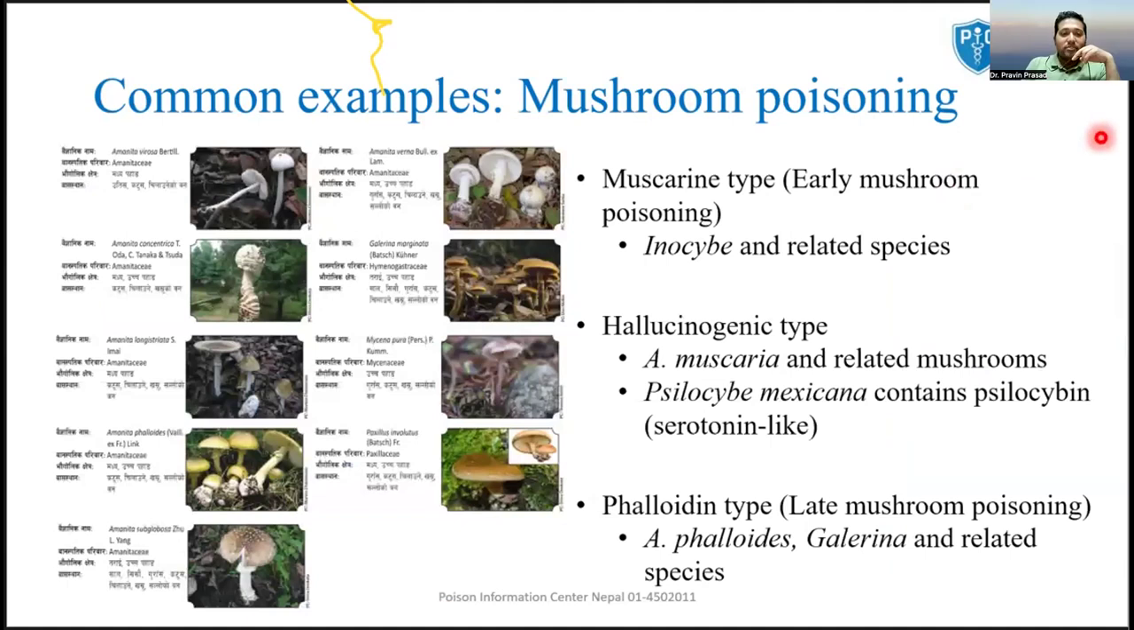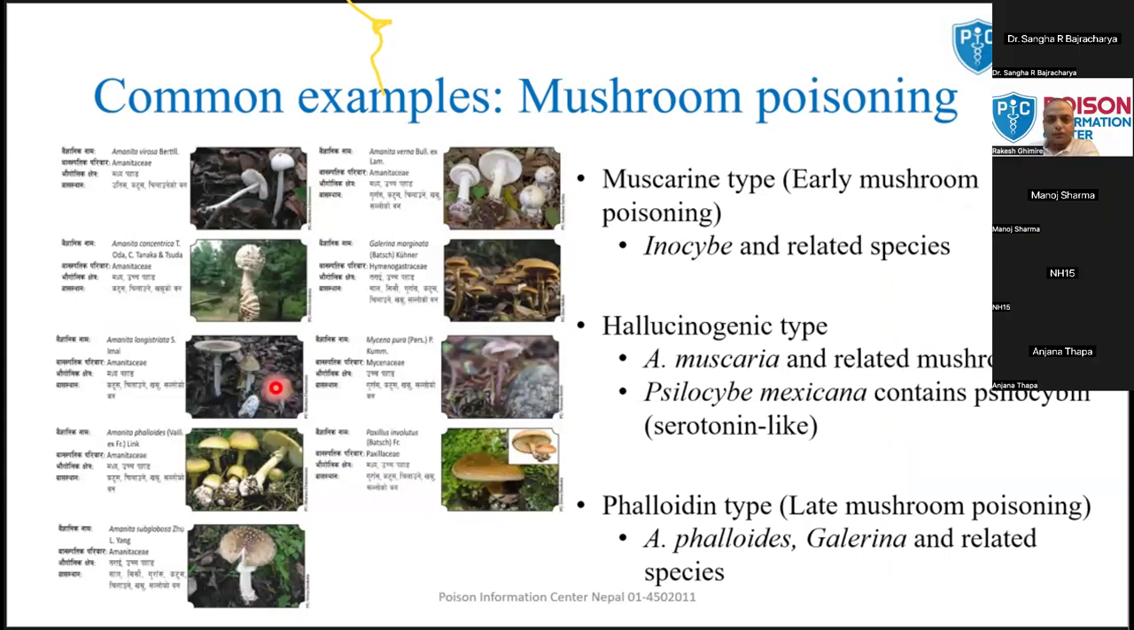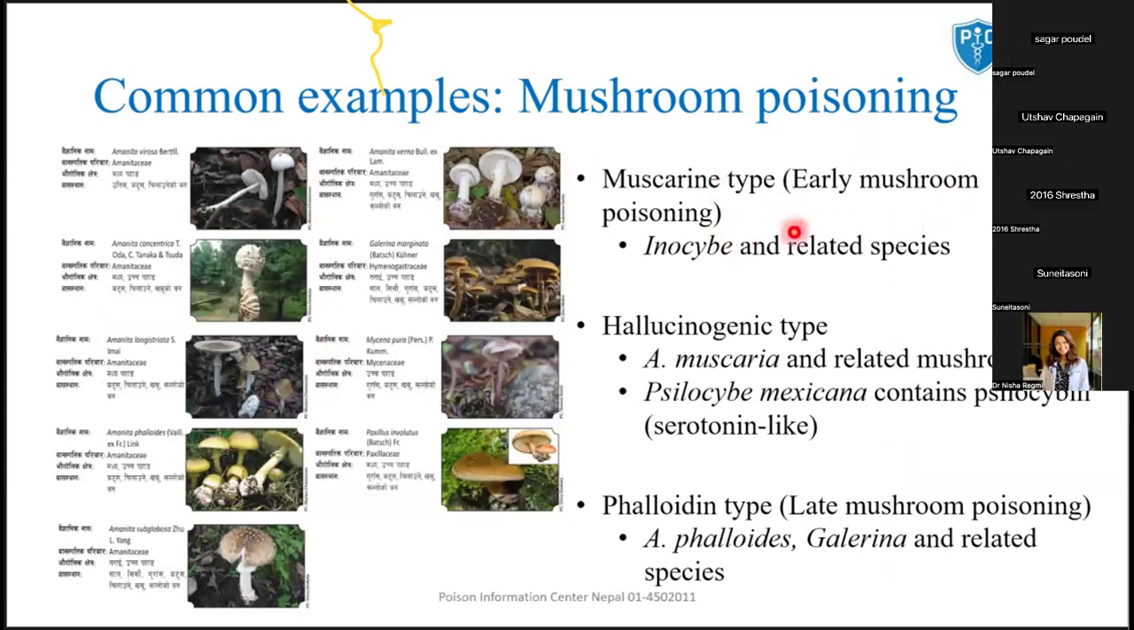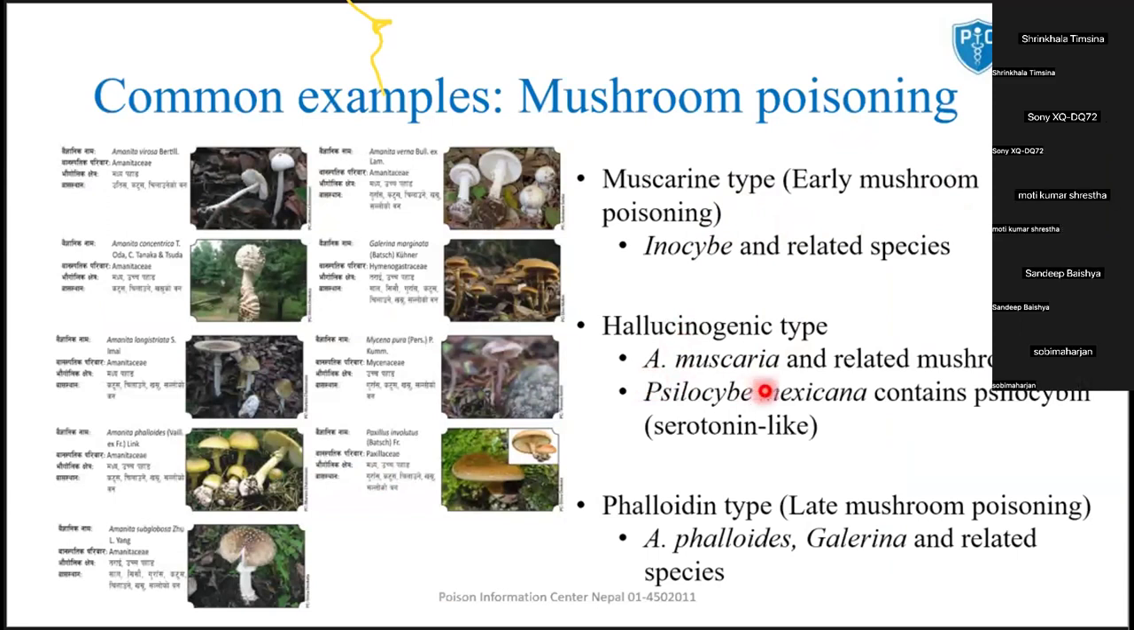So in this slide, I have shown some of the common examples of mushroom poisoning. Broadly speaking, we have three types of mushroom poisoning. The muscarinic type, the early ones in this, you want to go for the atropine. That's very helpful. The hallucinogenic type, it's mainly due to Amanita muscaria and Psilocybe-like species.